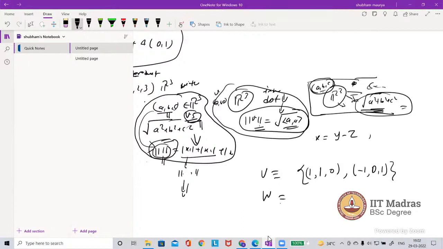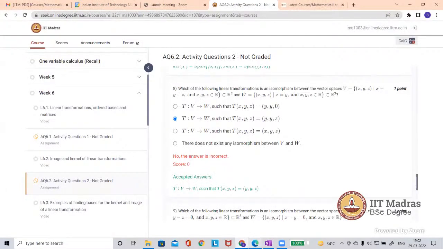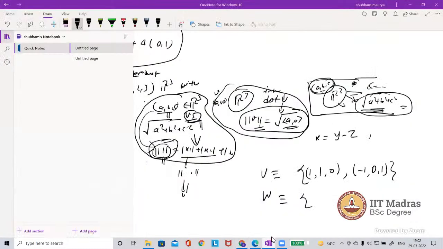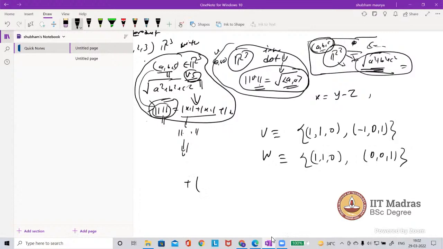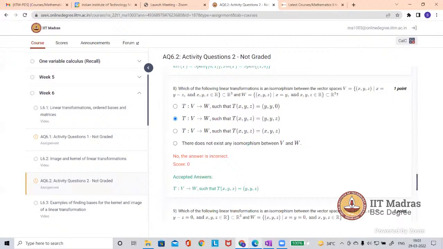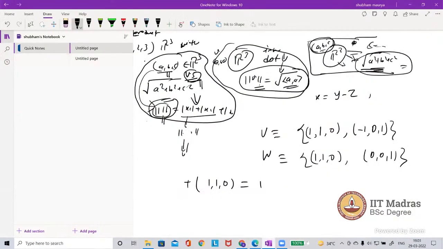Now for the second one, W, the basis: your equation is X equal to Y. Give Y equal to 1, so 1 1 0, and for the second one, Y is 0 and Z is 1, so 0 0 1. So this will be a basis. Now T of 1 1 0, quickly you can tell, is 1 1 0. One element found. And for -1 0 1, it will be -1 0 0 0.